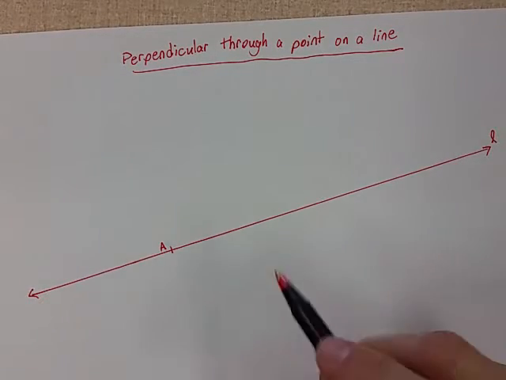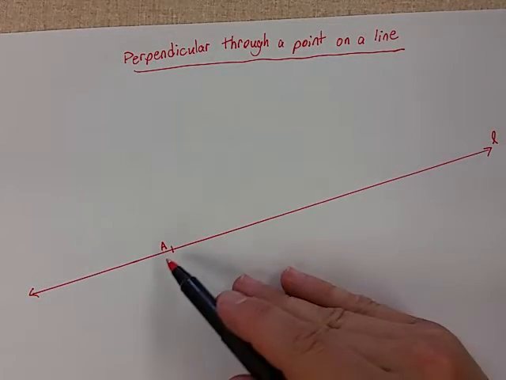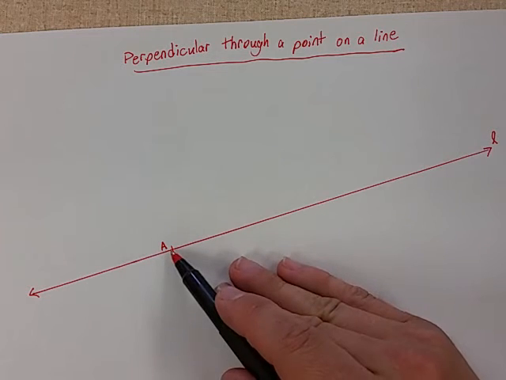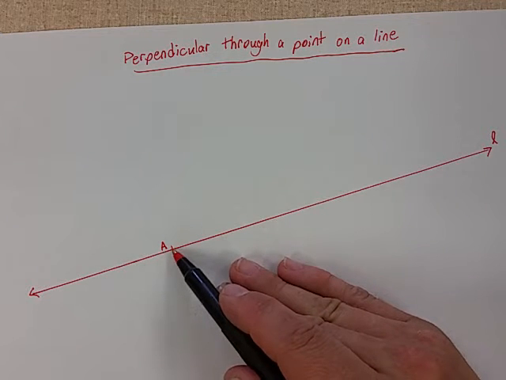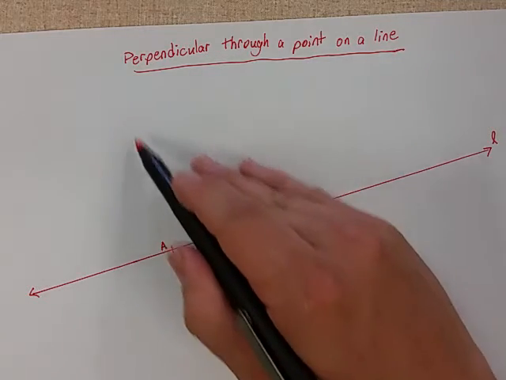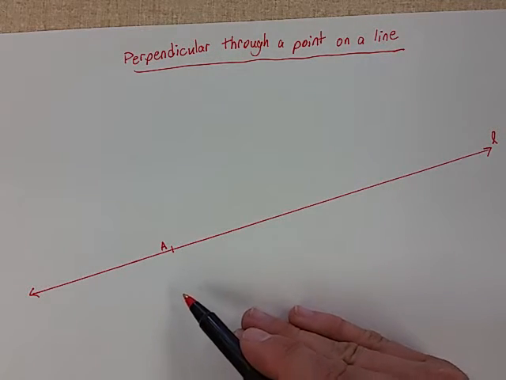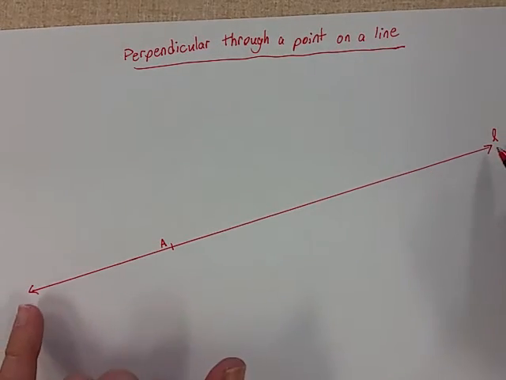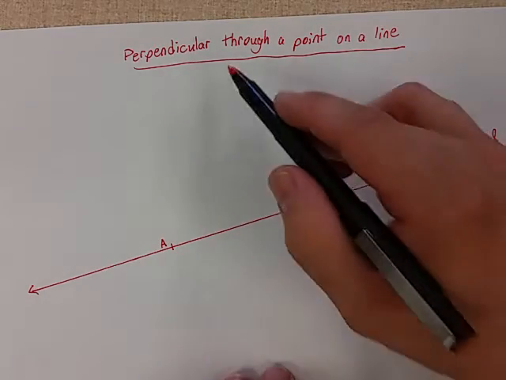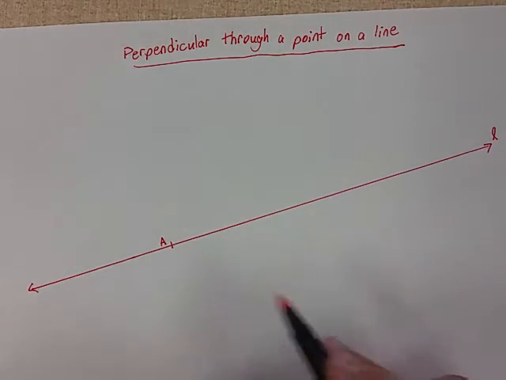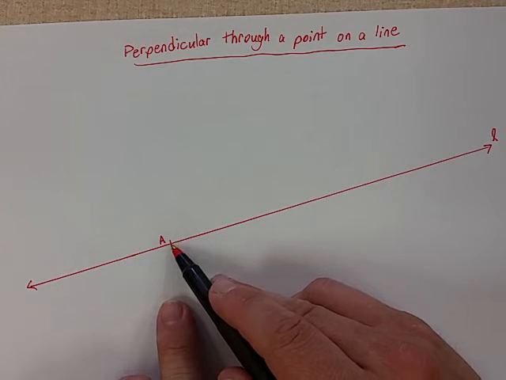On this construction, I'm given a line and a point on the line. And this point A is right here. I'm going to make a perpendicular that's going to go through this point. Now I can't just do a perpendicular bisector and consider these my endpoints, because that would put it somewhere in here. What I need to do first is establish 2 points and then do my perpendicular bisector construction.